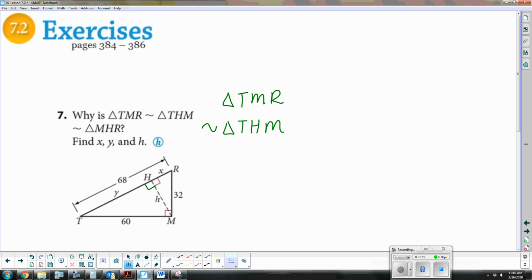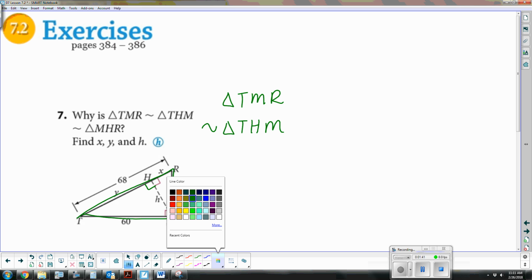So here's what I know. I know that three angles in this figure are 90 degrees. And then I know that T and R are shared angles within a couple different triangles. So first, looking at these two triangles, TMR, this whole triangle, I'm going to show that that's similar to THM.